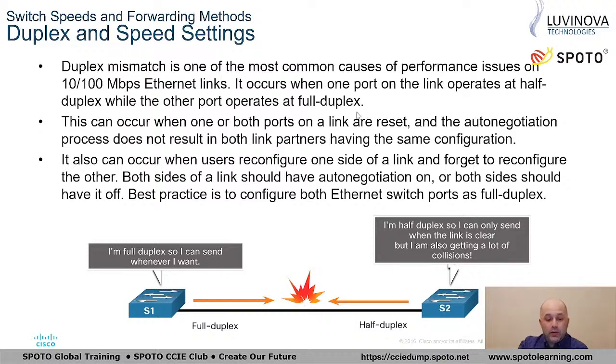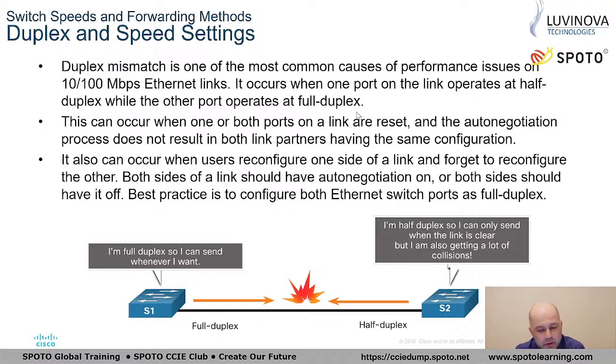This can occur when one or both ports on the link are reset and return back to the default state. If for one network adapter the default state is half duplex, then after the reset it's going to turn back into half duplex. So before you start using the communication channel between both devices, you must ensure that they are using the same duplexing. Sometimes the auto negotiation process does not result in both link partners having the same configuration. So you just need to do it manually.